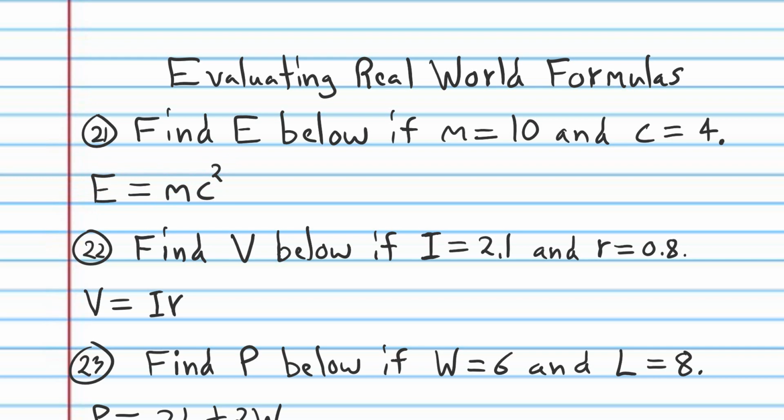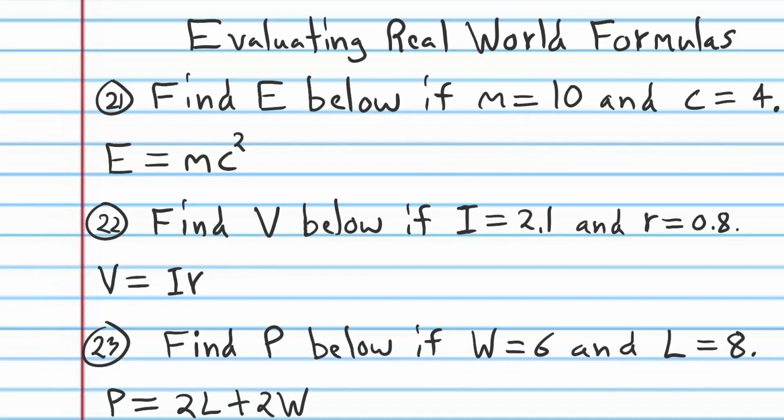All right, so it says find E below. So we're trying to find E. And the way we're going to find E is by plugging in the numbers here, and that's going to give us E. And they tell us that M is equal to 10 and C is equal to 4.